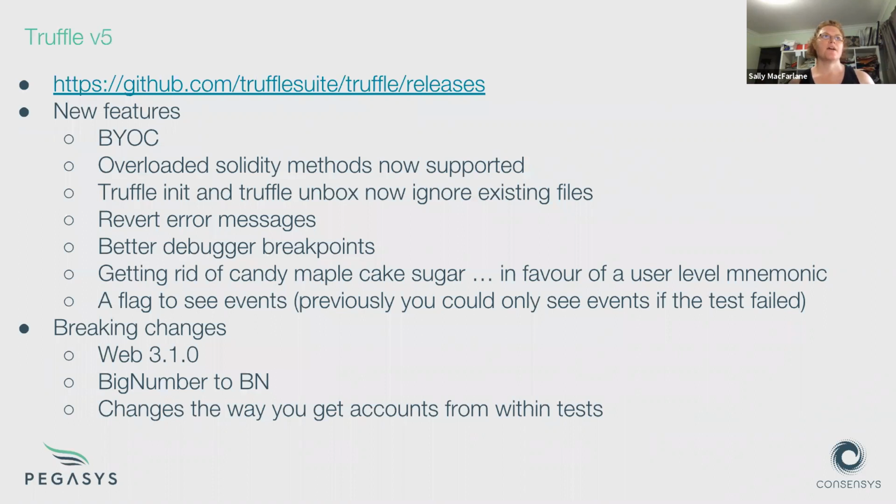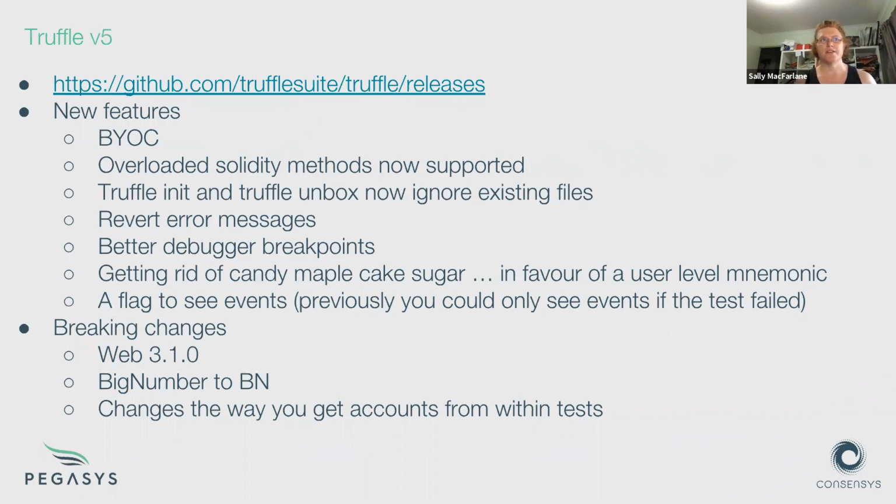Better debugger breakpoints. They're getting rid of the candy, maple, cake, sugar, stock, stand, and mnemonic. So different users get different mnemonics. And they've added a flag so that you can see details of events. At the moment in Truffle 4, you have to make your test fail to see any events created. So that's kind of nice.